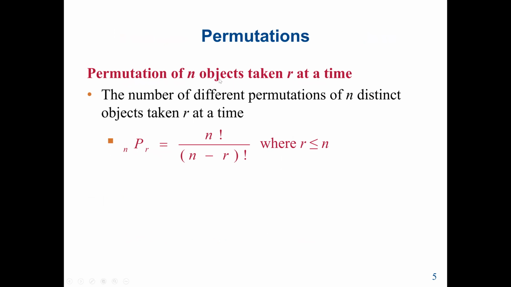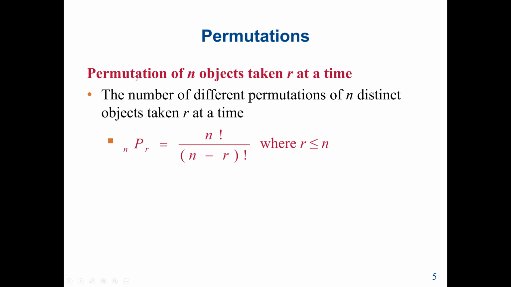Now, the permutation of n objects, taking r at a time, is given by the following formula: P(n,r) equals n factorial divided by n minus r factorial, where r is less than or equal to n. So again, this is the number of different permutations of n distinct objects taking r at a time. If I have 5 items, I cannot take 6 at a time. That's why we say r should be less than or equal to n. If I have 5 items, the most I can take at a time will be 5. I can decide to take 3 or 2 at a time from 5.